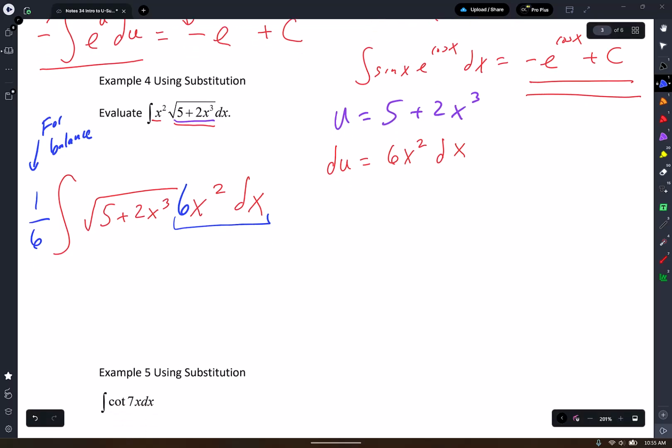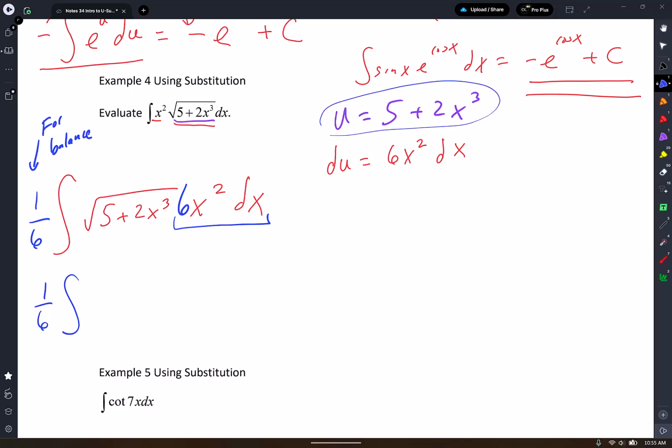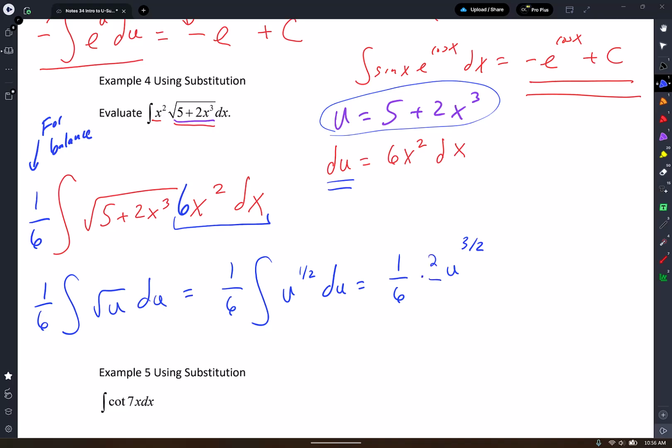All right, here we go, guys. One sixth integral. What is the 5 plus 2x cubed? Just u. And then the 6x squared dx is du. Is that a lot easier to analyze? Look, one sixth, I haven't solved it yet. u to the 1/2 du. There's my one sixth. u to the 3/2 divided by 3/2, which is the same thing as multiplying by the reciprocal, plus c.